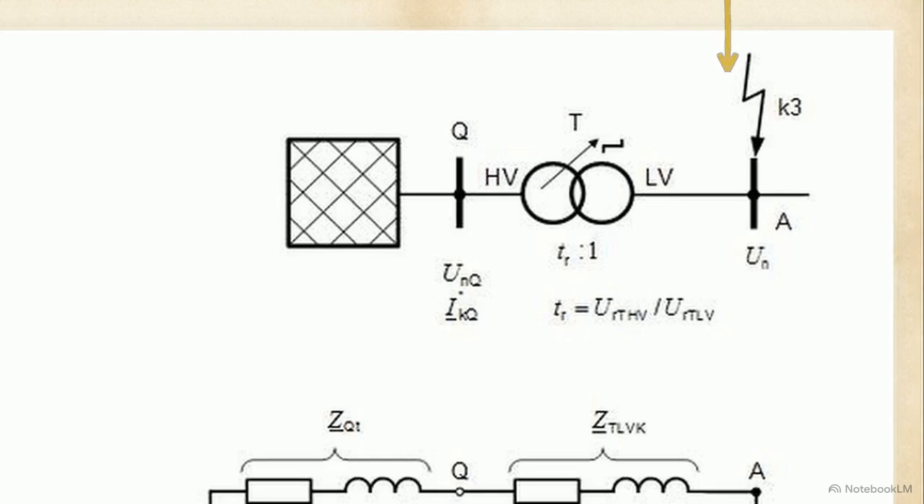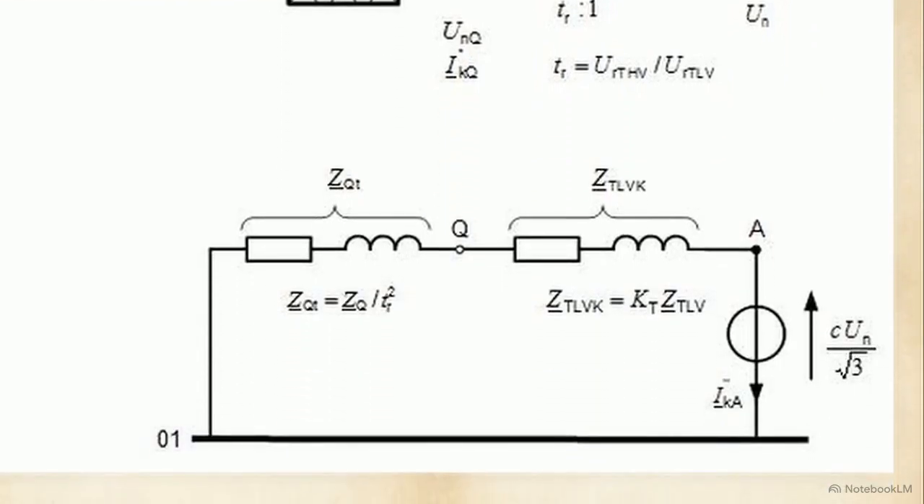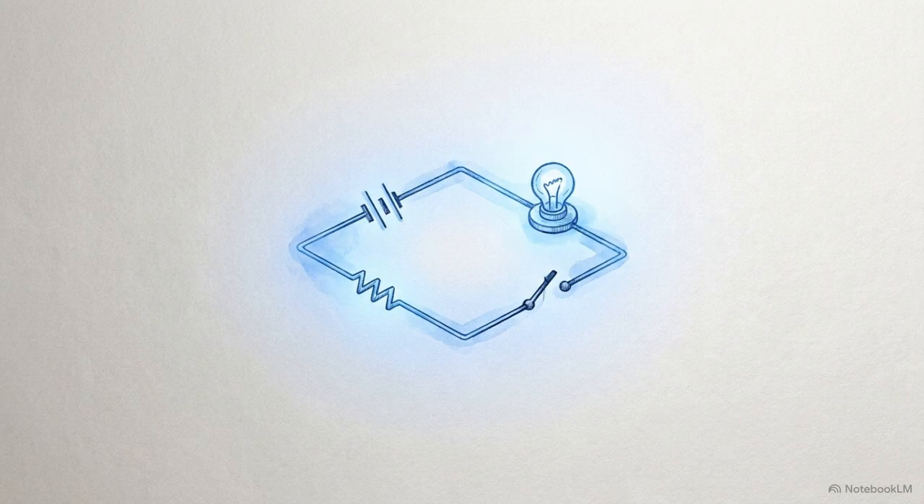From a physical layout ending at fault K3, we first short-circuit all active grid voltages. Second, machines are replaced by their internal positive sequence impedances. Finally, an equivalent ideal voltage source, C times UN divided by √3, is inserted precisely at the fault. This three-step process generates a pristine model for worst-case calculation, entirely removed from operational data variables.